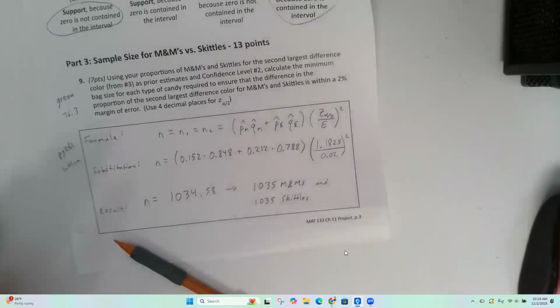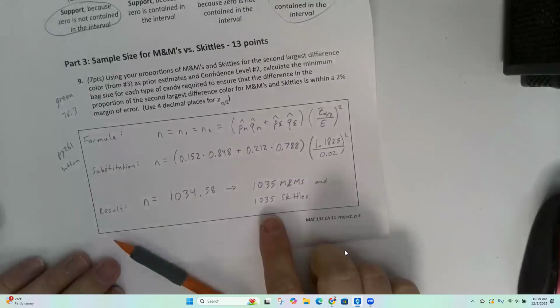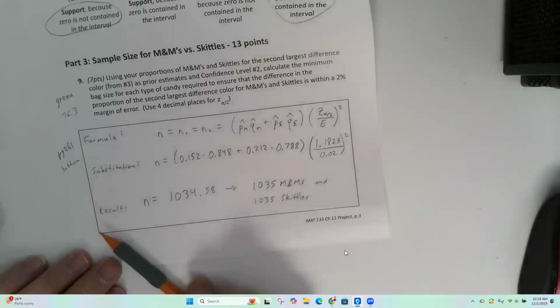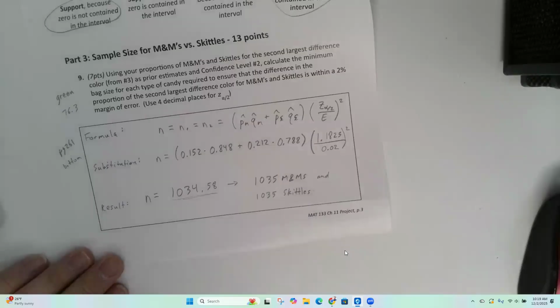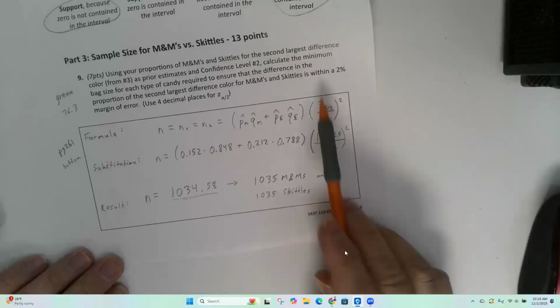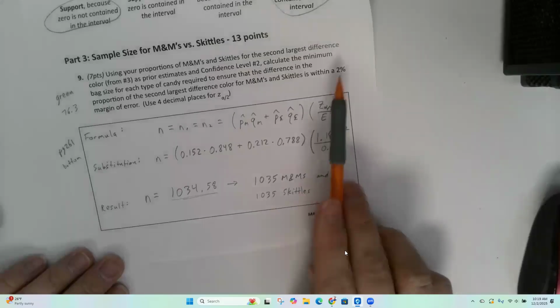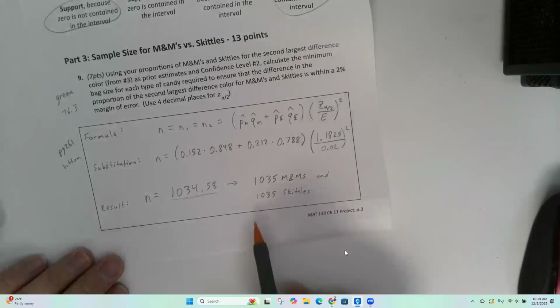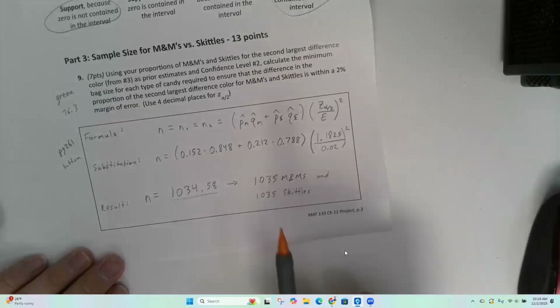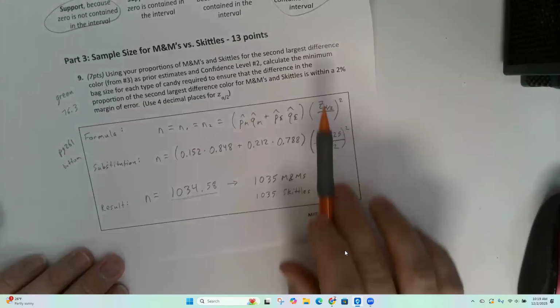Now, that's not going to be possible, or at least it's going to suck, because when I buy a bag of Skittles, I don't get to choose how many are in the bag, right? So how am I going to get exactly 1035? Well, the answer is you don't need exactly that number. This is the exact, but we rounded it up because this is actually going to give you a better margin of error. So maybe it's 1.999% margin of error. What I mean by that is this is my minimum, basically.